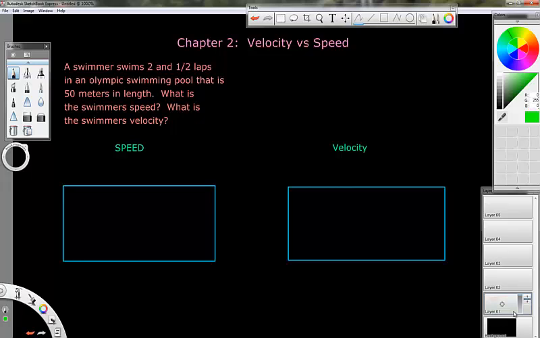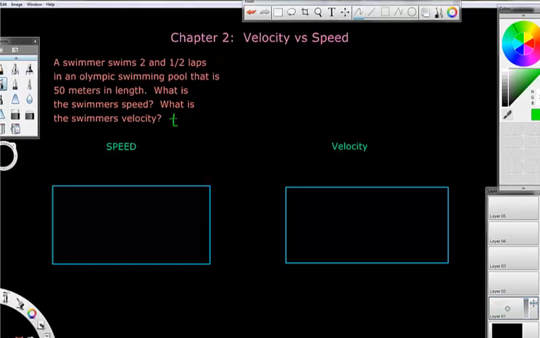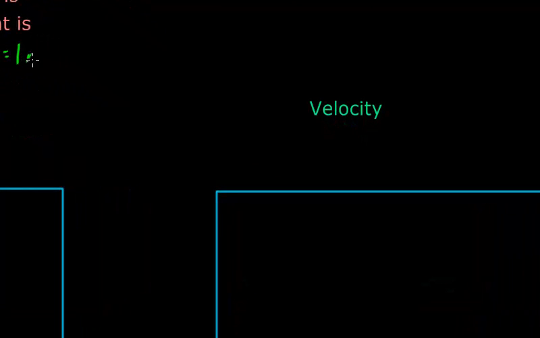All right, here we are talking a basic physics problem, velocity versus speed. We're looking at a swimmer, and what I didn't put on this problem is the time it takes the swimmer to do this. So I'm going to have to pencil that in there. I can't believe I forgot to do that. But the time it took him to do this is 1 minute and 45 seconds. That was on the board, but I forgot to type it in there.